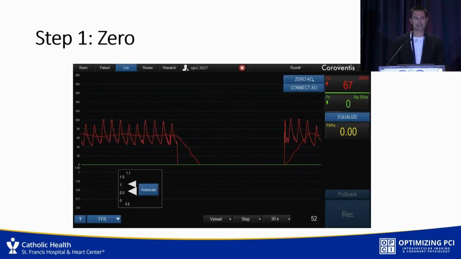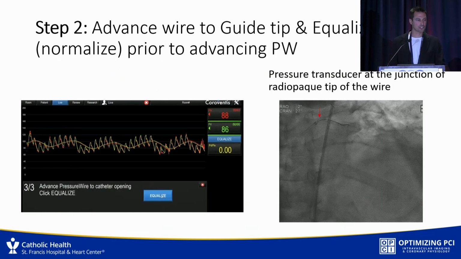So, basic steps to acquire physiology. It's really important to have good hygiene because the data that you acquire is only as good as the input. If you have artifact, if you didn't get good equalization, the numbers are going to be meaningless. So it always starts with zeroing, making sure you have a good aortic pressure.